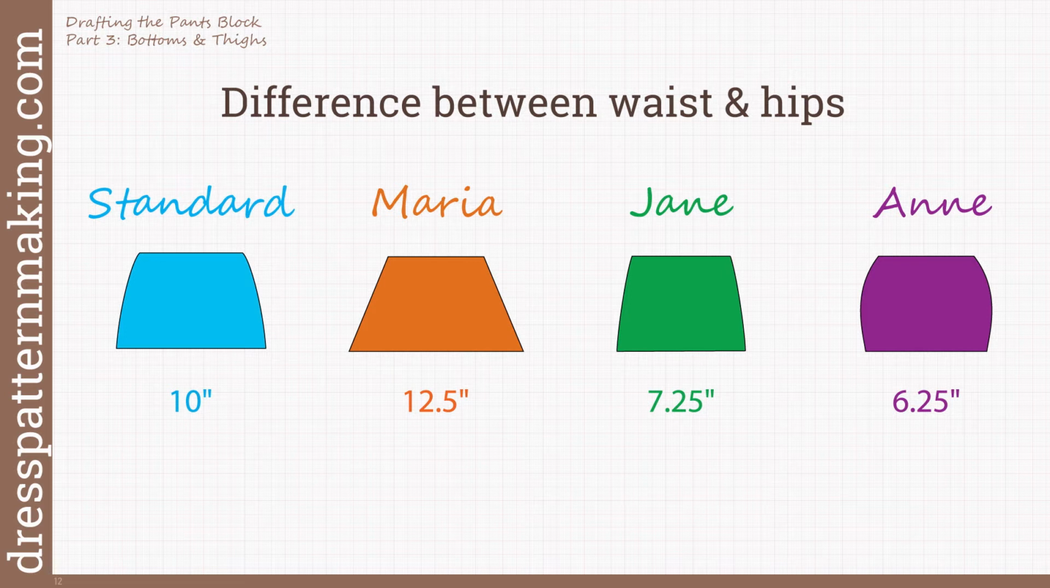My figure has a bigger difference between the waist and hips, Jane has a smaller difference, and Anne has an even smaller difference, but she also has a much larger upper hip, which is actually her stomach. Now, sorry, I'm going to go off onto a little bit of a tangent here for just a few minutes.